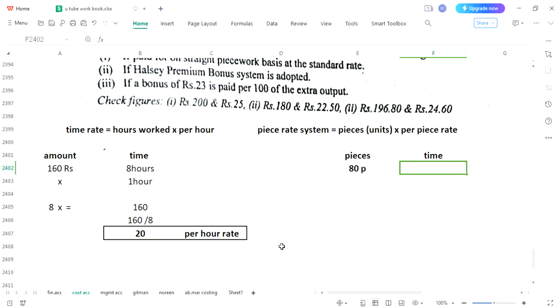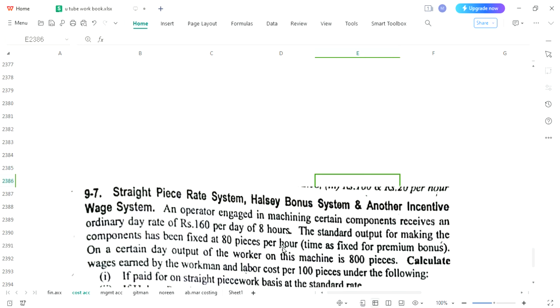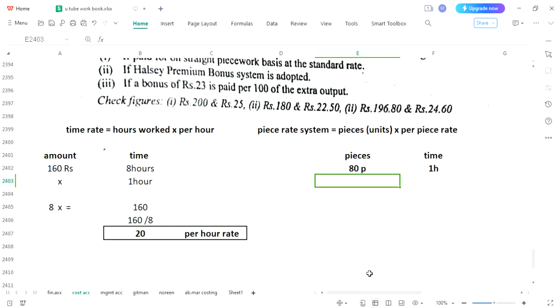Pieces are made in 1 hour. Now you have seen how many pieces he has made: 800 pieces. On a certain day the output of the worker is 800 pieces. So we will come to know how much time should be taken by the worker when he makes 800 pieces. So again we will be using a simple cross multiplication method.